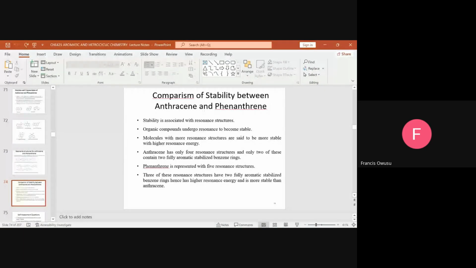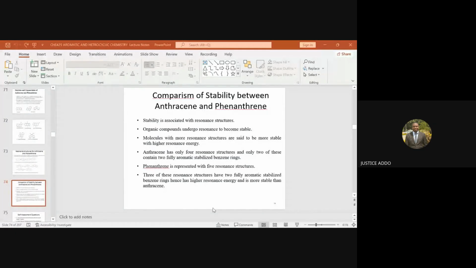Hello, Doc. Yes. Doc, my question is about anthracene and the phenanthrene. Both of them have three benzene structures. But I think for the phenanthrene, the arrangement of the structures was different from that of the anthracene.